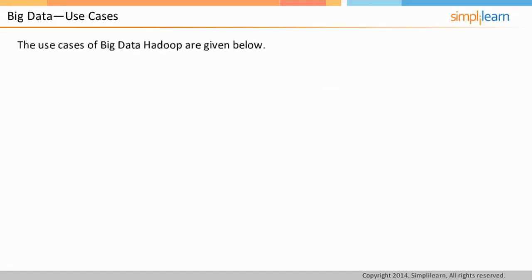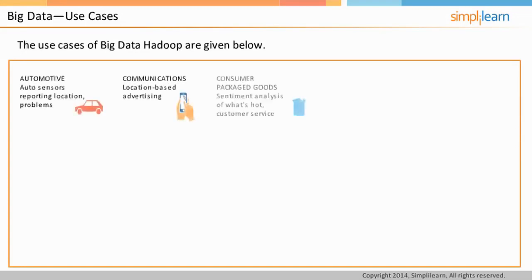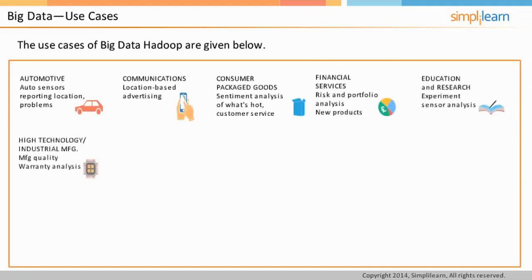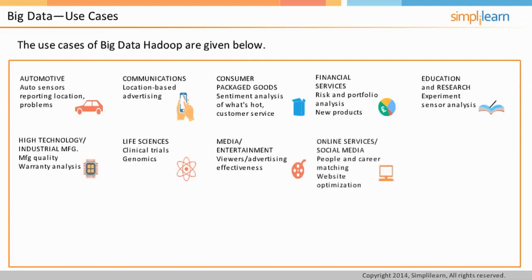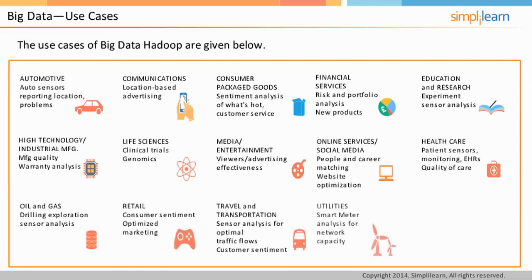Big data technology appeals to various sectors and is used for a variety of use cases. As per Cloudera, the technology has found uses in industries such as automotive, communications, consumer packaged goods, financial services, education and research, high technology and industrial manufacturing, life sciences, media and entertainment, online services and social media, healthcare, oil and gas, retail, travel and transportation, utilities, law enforcement, and defense. In the next screen, we will discuss how to handle the limitations of big data.